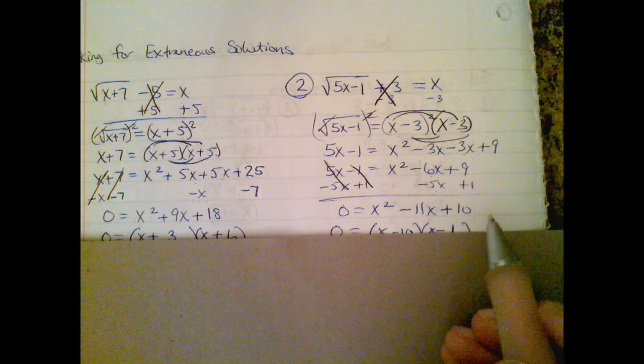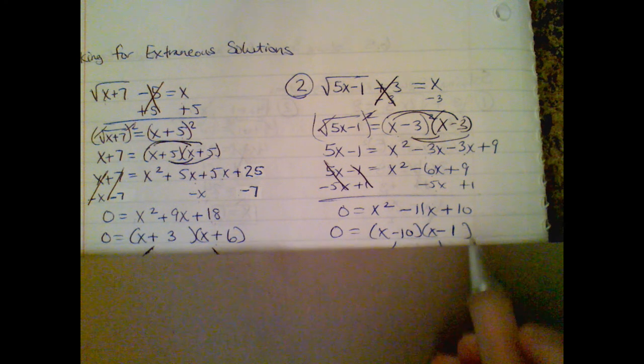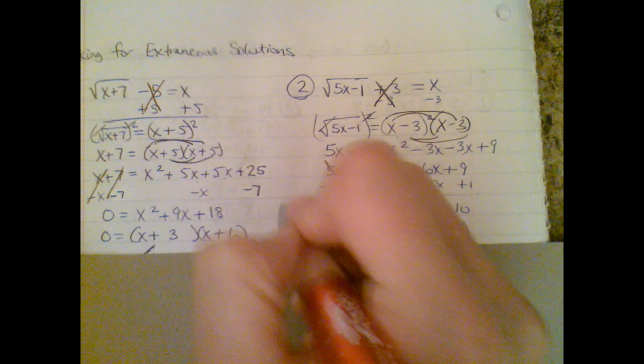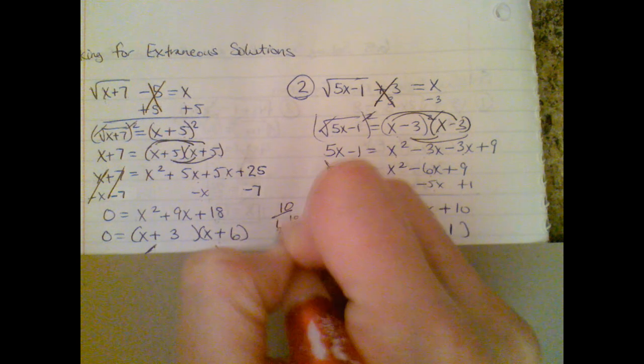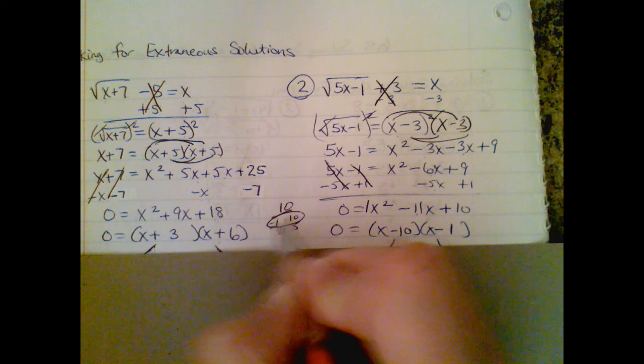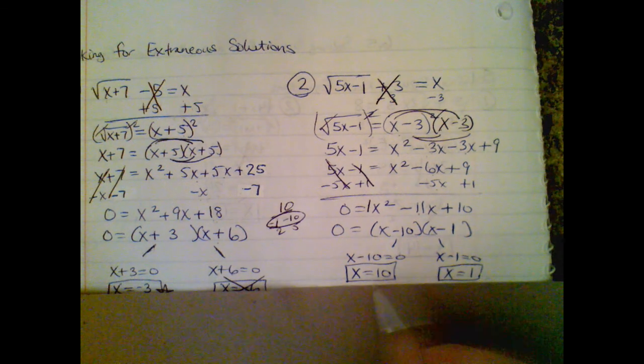And then again, you can either use the quadratic formula, graph it and see where it crosses the x-axis, or factor it. If I go ahead and factor, I get 1 times 10 is 10. I'm thinking what multiplies to 10 but adds up to negative 11. So 1 and 10, they both have to be negative. So I plug that in, set them equal to 0, I get 10 and 1.